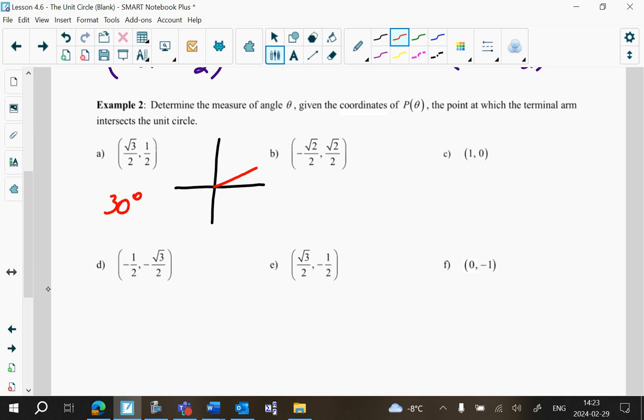How about this one? Well, this is the 45-degree family, but it's in a different quadrant. It's in quadrant 2. So 45-degree family in quadrant 2, 135. If it's got ones and zeros or negative ones, then it's either the 0, 90, 180, 270, 360. 0, and if it's 0, automatically 360 goes with the next one.